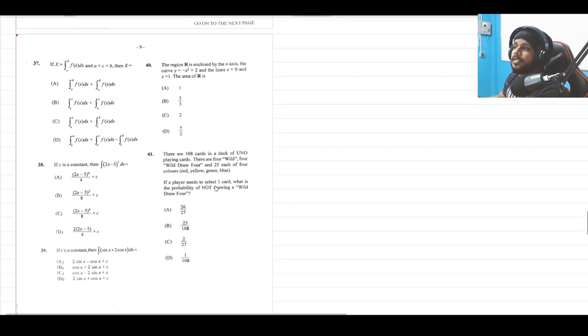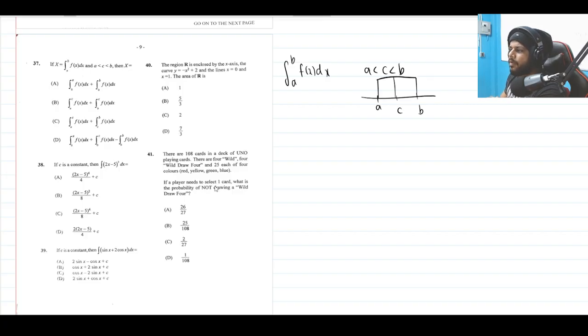This is a repeat question, but I'll still go through the working for it. The integral between b and a of f of x dx, where a is less than c is less than b, which means on a number line, a is here, c is here, and b is here. This is the area between a and b, and if we incorporate c, as they did in one of the answers, it will be the integral between c and a of f of x dx plus the integral between b and c of f of x dx. So looking for c and a, and then b and c, the answer is c.